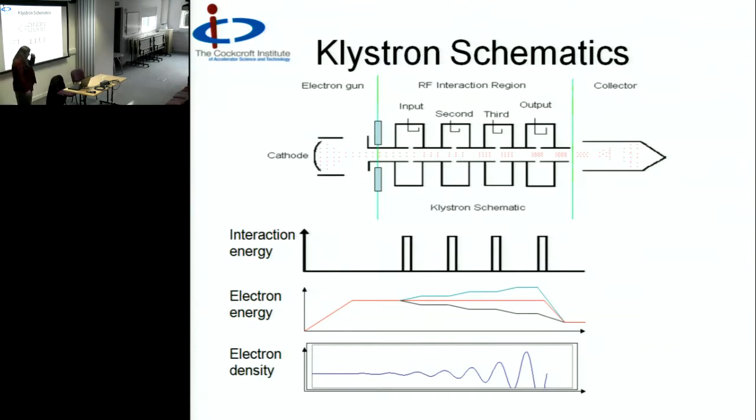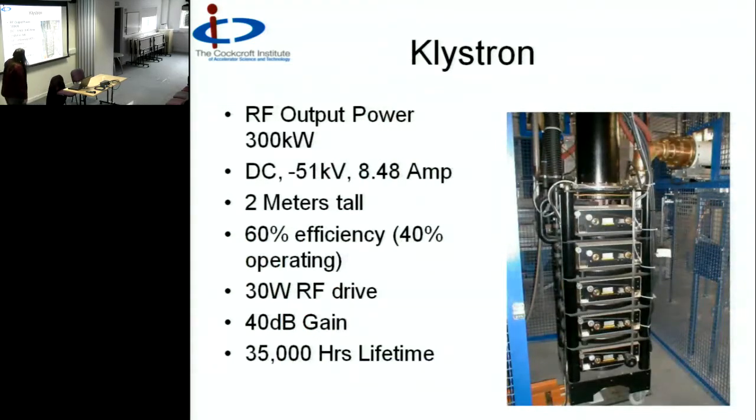Unless you go to very high frequencies. When you go to very high frequencies, then gyro-klystrons become better. But up to about 30 gigahertz, or up to at least 20, klystrons are the dominant source. And here's an example of the klystron that they were thinking about using at Diamond but didn't. I don't know where they use it.